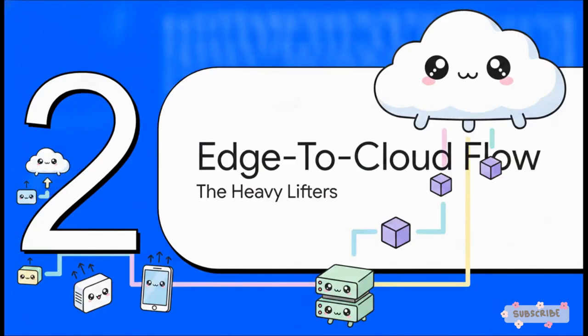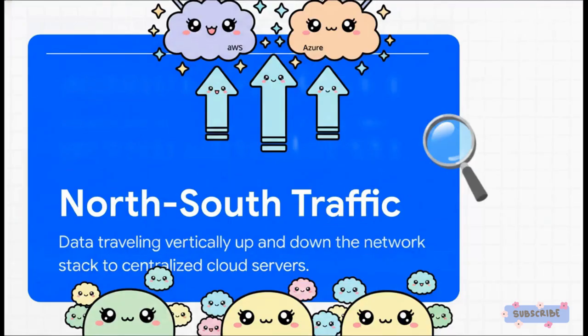Moving on to Section 2, Edge to Cloud, the vertical flow. These are the heavy lifters of the network. Let's take a look at our first communication model, which is all about sending data all the way up that pyramid. You'll often hear the term north-south traffic, and honestly, it perfectly describes this vertical journey. Your edge nodes, down at the bottom, collect raw data, maybe do a tiny bit of basic filtering, and then just push all the heavy computational lifting straight up to a centralized cloud server, like an AWS or Azure data center.